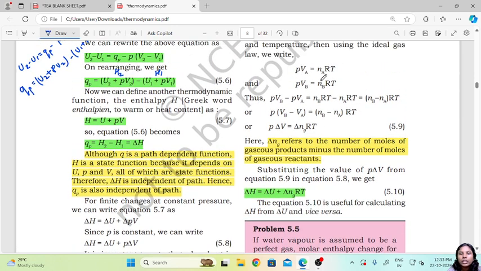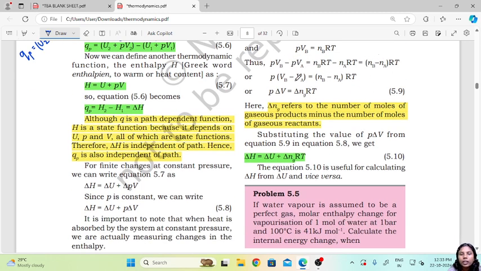Now if we equate both of these equations, we finally get a relation, that is P delta V equals delta nG RT. Now this delta nG over here represents the number of moles of the gaseous products minus the number of moles of the gaseous reactants. So it is the difference between the number of moles of gaseous products and gaseous reactants.